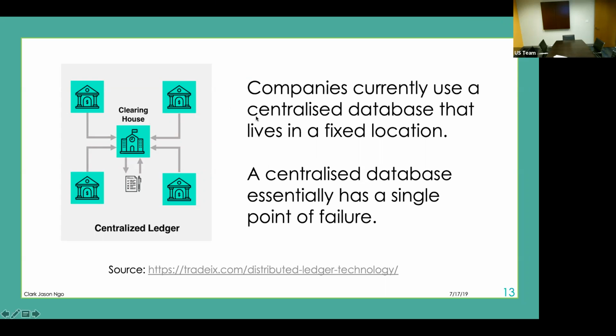And one thing that we don't like about a centralized ledger is it forms a bottleneck, and at the same time, it has a single point of failure. Let's say I'm a hacker, I can just attack the clearinghouse and everything goes down, and the different banks cannot transact with each other.